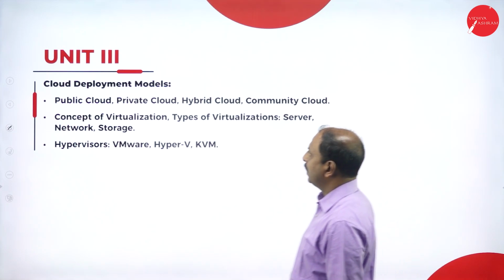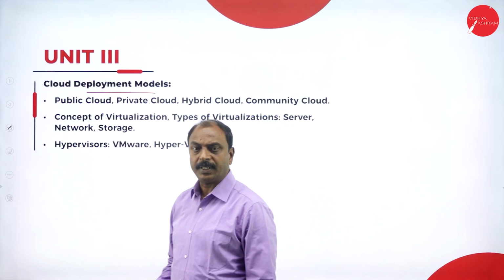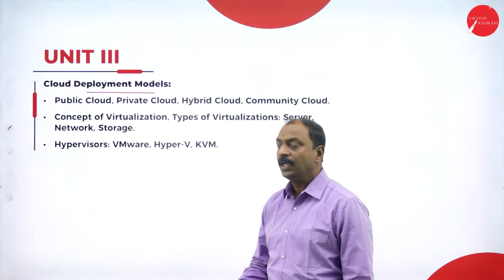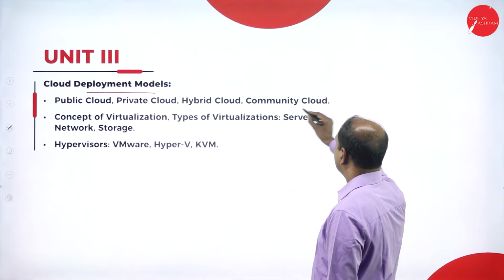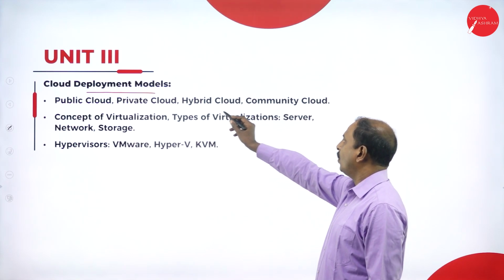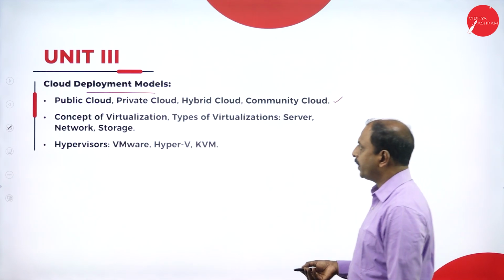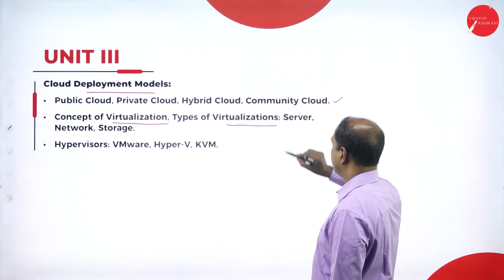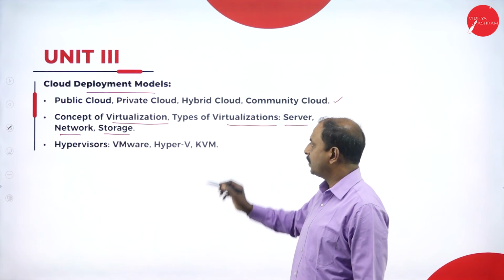And unit 3 is cloud deployment models. This means how the cloud can be implemented through the providers, or how the cloud services can be utilized by the user with different deployment models. They are generally public cloud, private, hybrid and community cloud. So we are going to learn about the definitions and their implementation with respect to the user. We are going to learn these types of deployment models. And also we are going to learn virtualization. See what is virtualization, and different types of virtualization, that is server virtualization or network virtualization or storage virtualization.